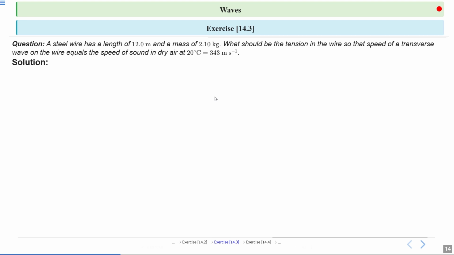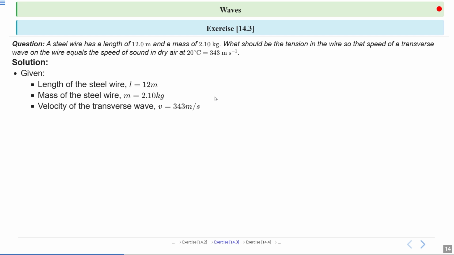Let's start the solution. Let's see the given information in the question. Length of the steel wire L equal to 12 meter. Mass of the steel wire M equal to 2.10 kilogram. Velocity of the transverse wave V equal to 343 meter per second.